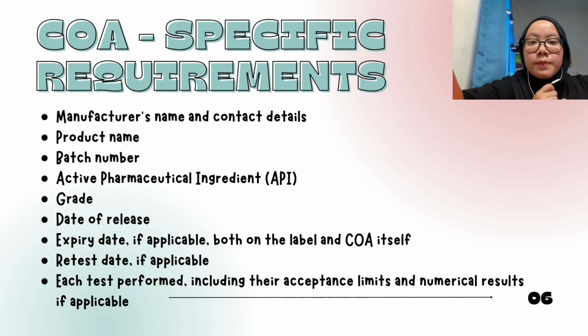Firstly, the manufacturer's name and contact details. Secondly, the product name. Thirdly, the batch number, as most products that are manufactured and called for a COA are usually created and tested in batches. Next are the active pharmaceutical ingredient (API), grade, date of release, and expiry date if applicable, both on the label and the COA itself. Others include the retest date and each test performed, including their acceptance limit and numerical results if applicable.